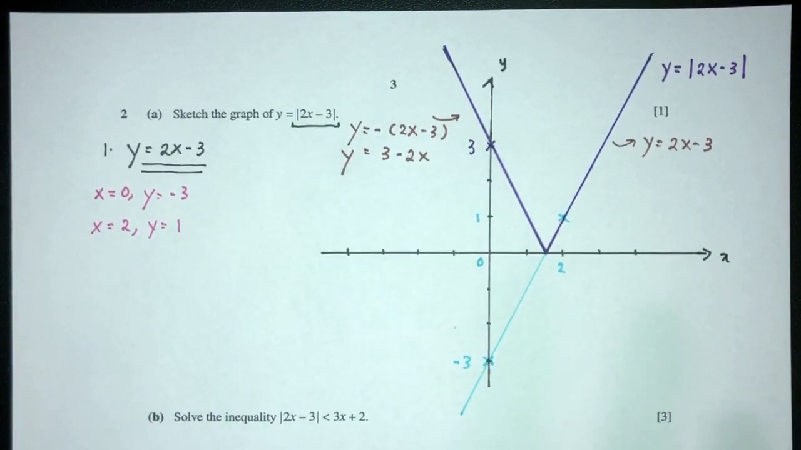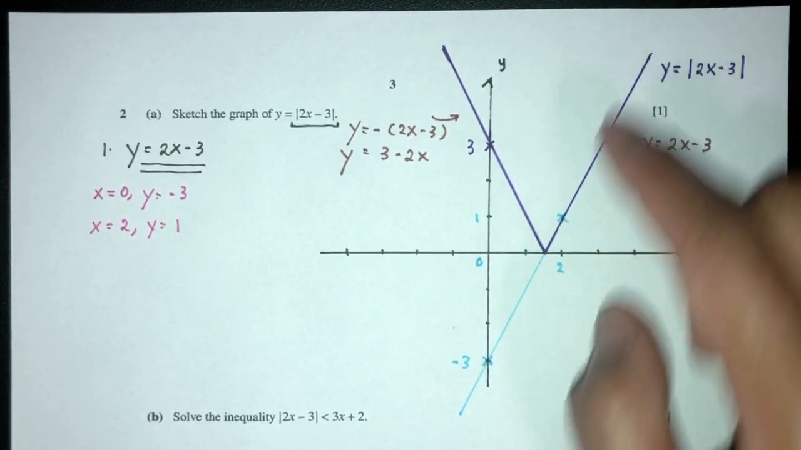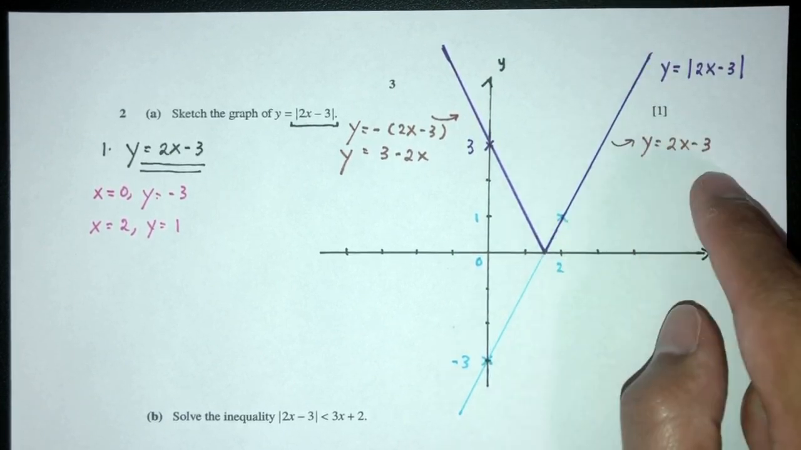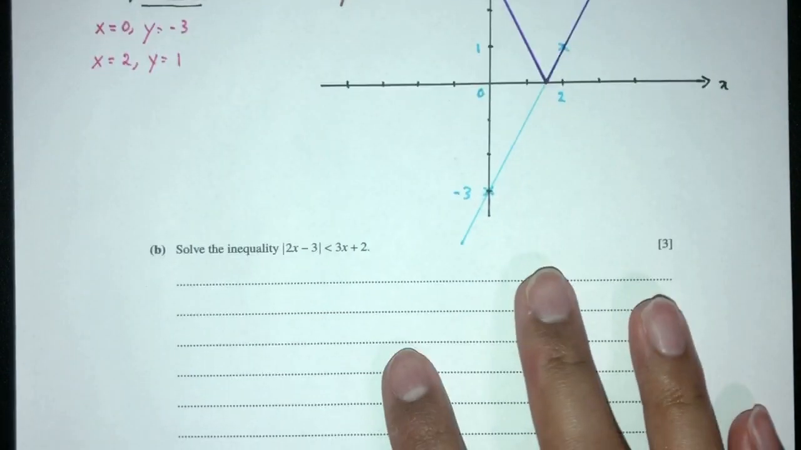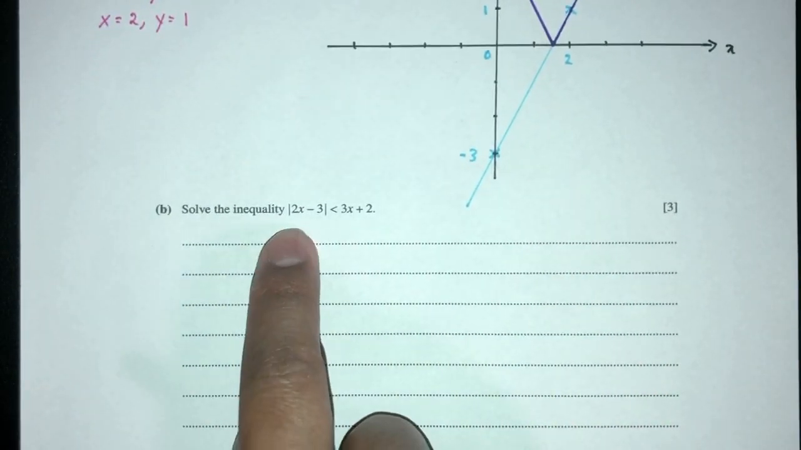Okay, it is good to know how to find the equation of this part as well as this part. Now, the whole thing is just the modulus of this equation. However, this part is this and this part is this. Now, moving on. For part B, we have to solve the inequality.